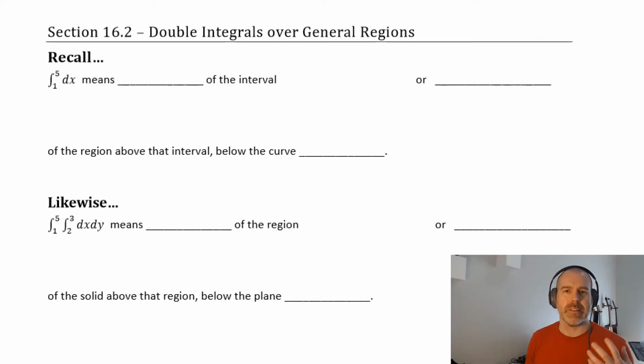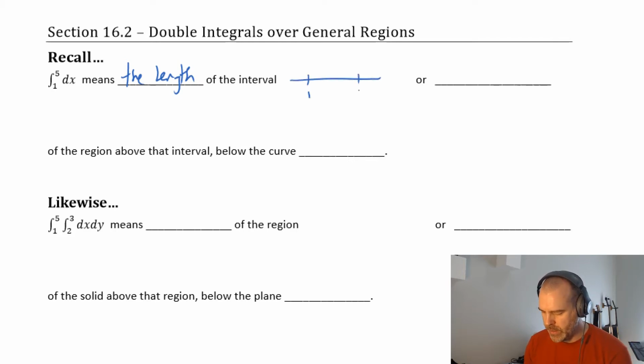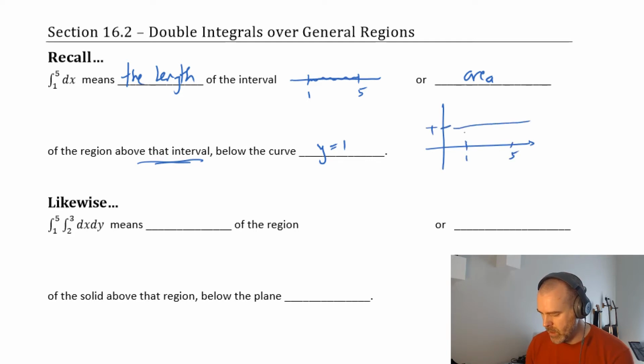Recall we had talked about this simple integral from 1 to 5 dx. It really means the length of the interval, so you can think of that going from 1 to 5, and it's the length of that interval, or it's the area of the region above that interval below the curve y is equal to 1. So you think of this, you could have 1 to 5, y equals 1, and it's this area right here.